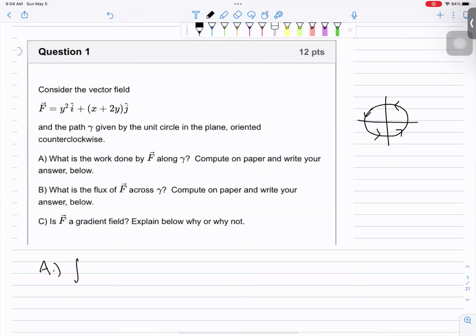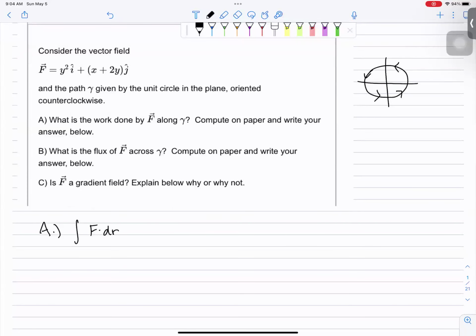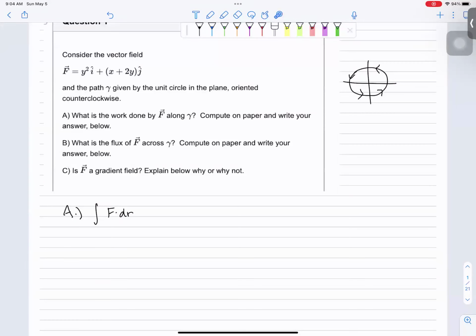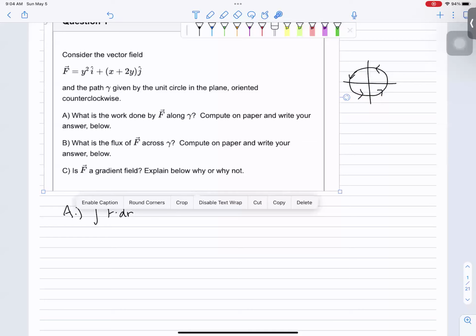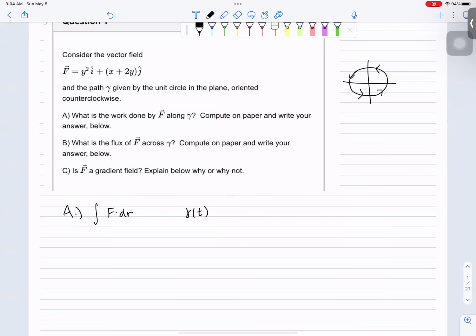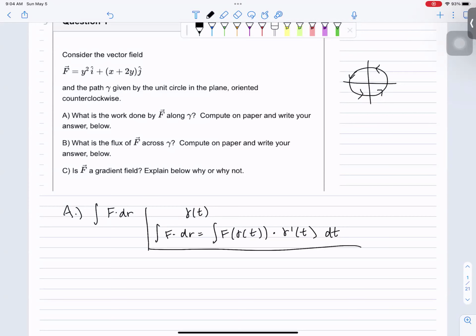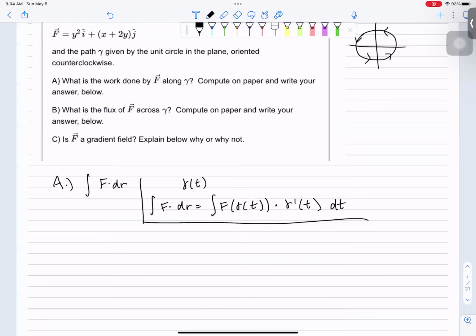Well, work, depending on how you write your notation, I usually write it as the integral of F dot dr. And when I see that I have this 2D circle, I'm thinking maybe I should use Green's theorem. Because sure, I could parameterize this circle, and then say that the integral is equal to F with the parameterization plugged in, dot the derivative of it, dt. That's one method I could do, but that would take a long time. I don't want to do that. So instead, I'm going to use Green's theorem.